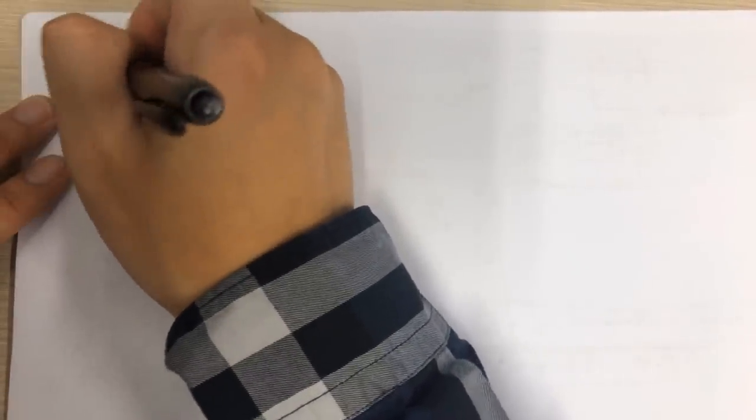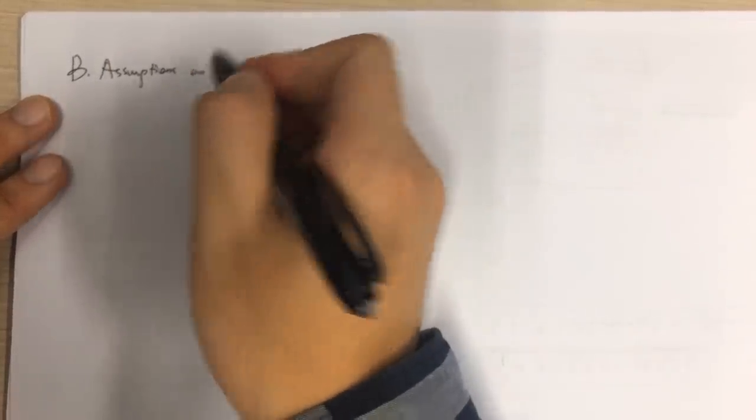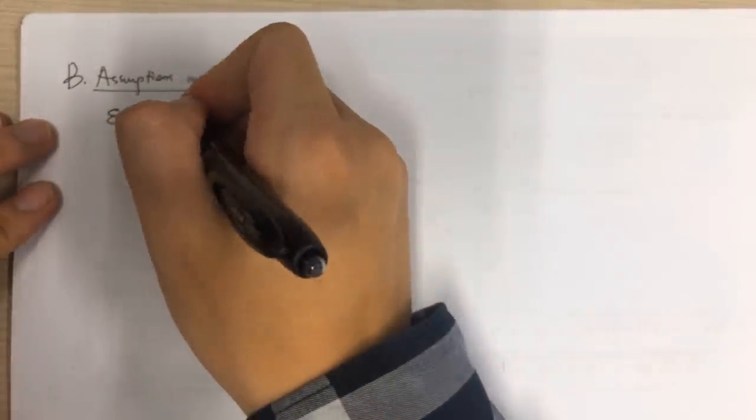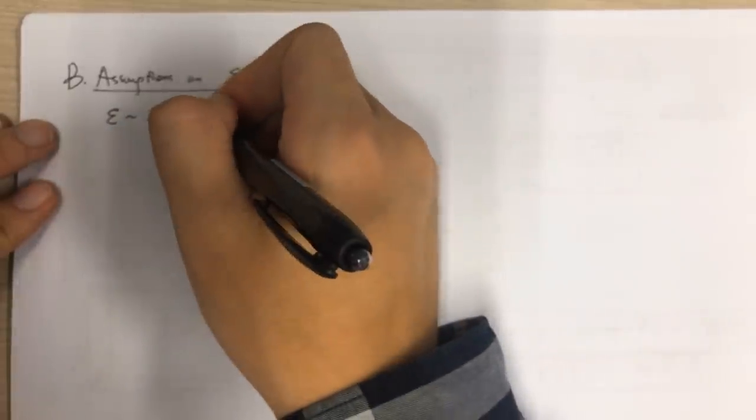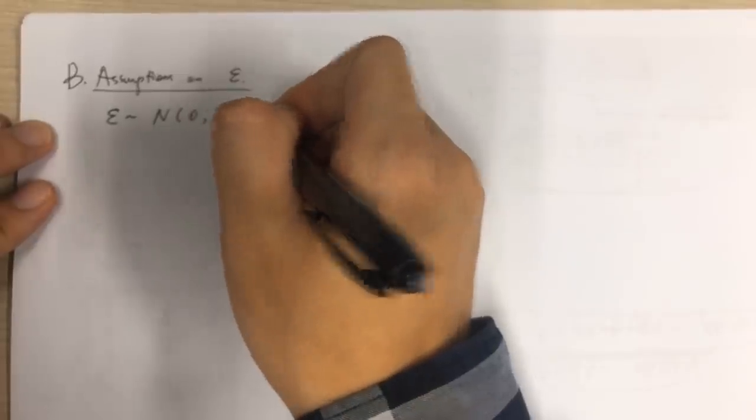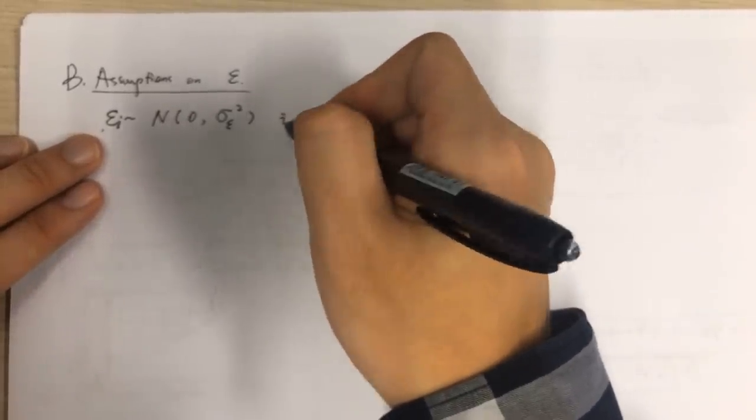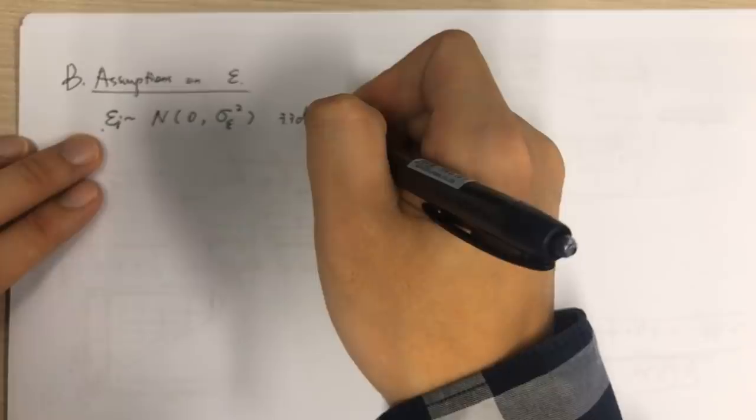B, assumptions on the error terms. In our multiple linear regression model, the error term is assumed to follow a normal distribution with a mean 0 and the variance of sigma epsilon square. And all of the different epsilon i's for any given x should be independent and identically distributed.